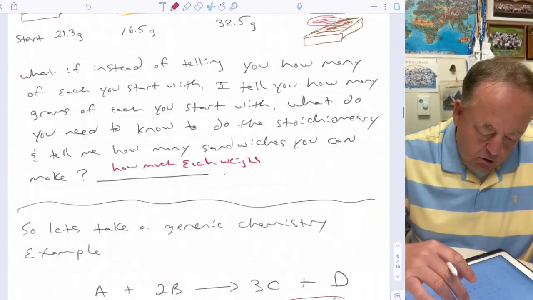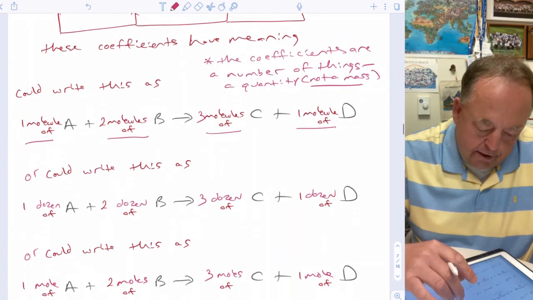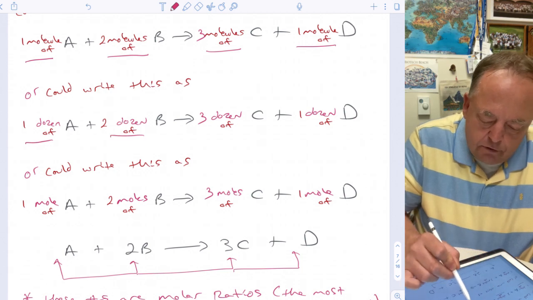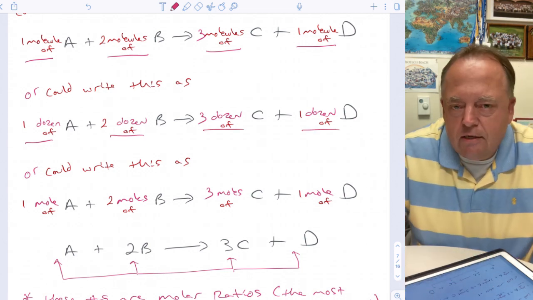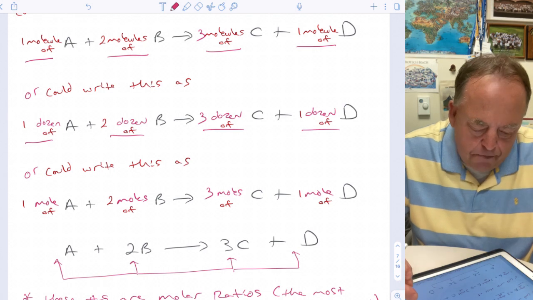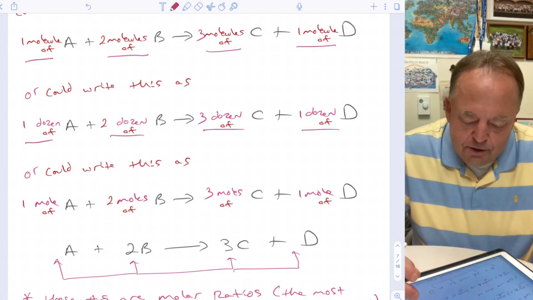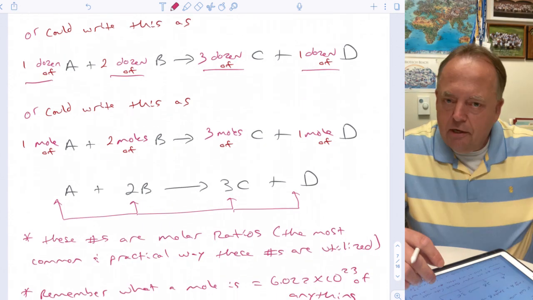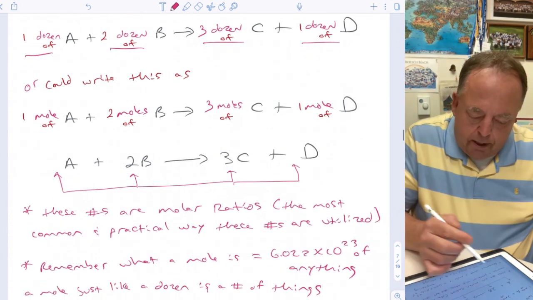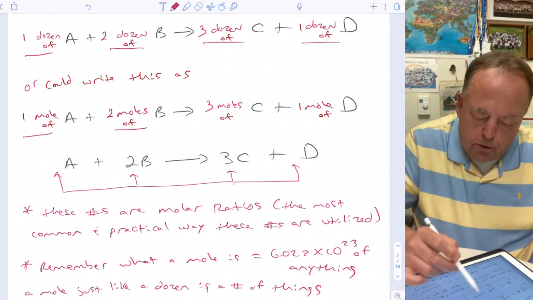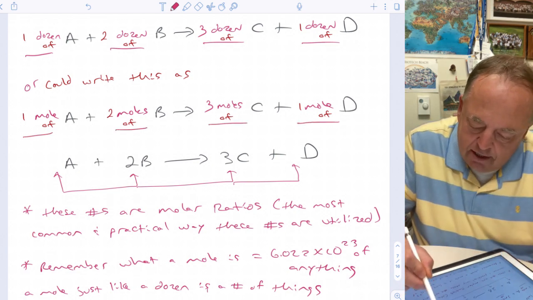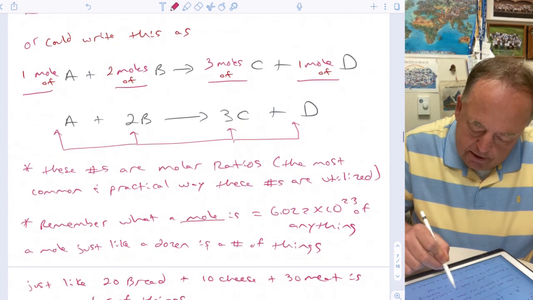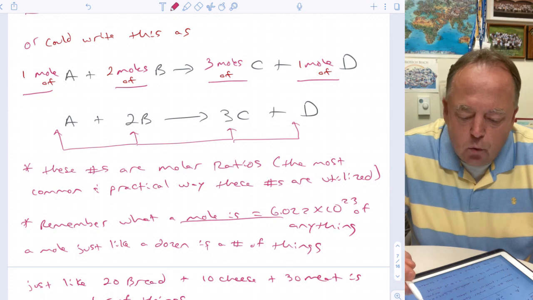So these coefficients are quantities. They tell you the ratio of things. So it could be 1 dozen. You have 1 dozen of these, needs 2 dozen of those, and you would make 3 dozen C's and 1 dozen D's. Of course, chemists typically don't count things by ones or dozens, right? Because atoms are really, really tiny. So we typically count things by the mole. So this could also mean 1 mole of A reacts with 2 moles of B to make 3 moles of C and 1 mole of D. And how much is a mole, if you remember? 1 mole of anything is 6.022 times 10 to the 23rd.